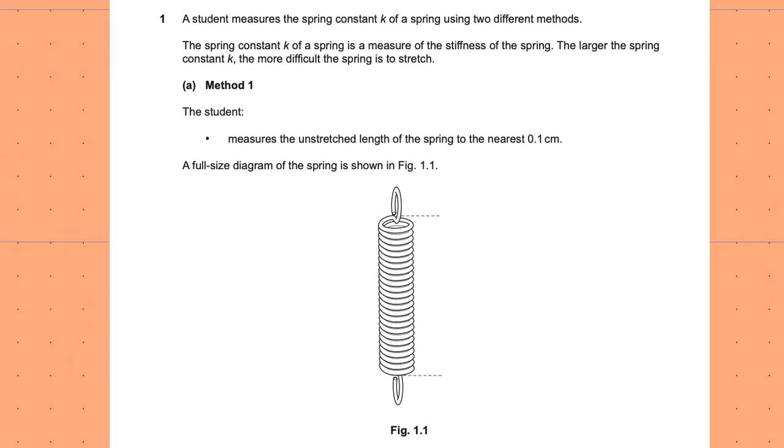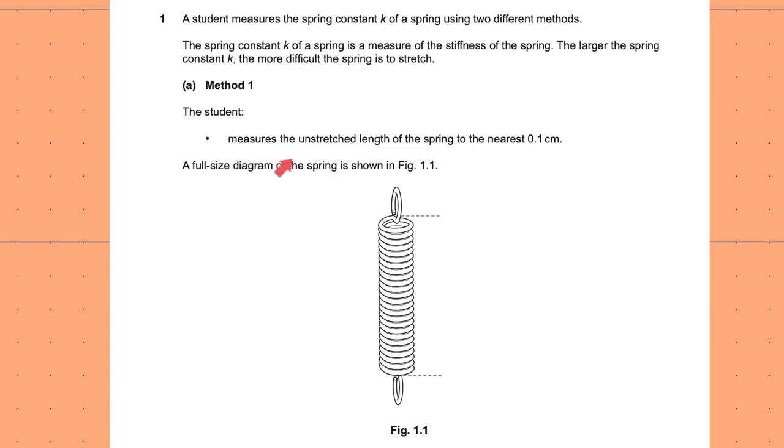So first question, a student measures the spring constant K of a spring using two different methods. Spring constant K of a spring is a measure of the stiffness of the spring. The larger the spring constant, the more difficult the spring is to stretch. Stuff you know from your theory anyway.